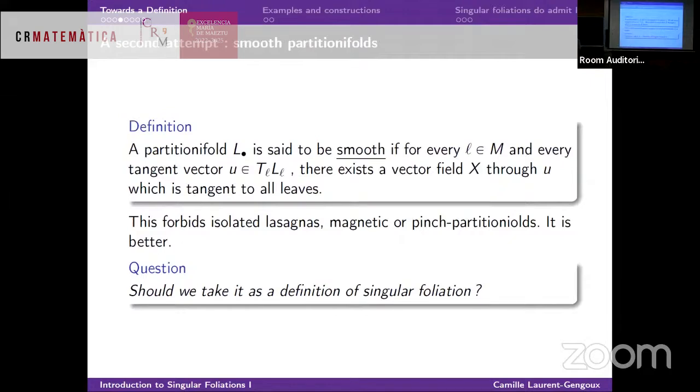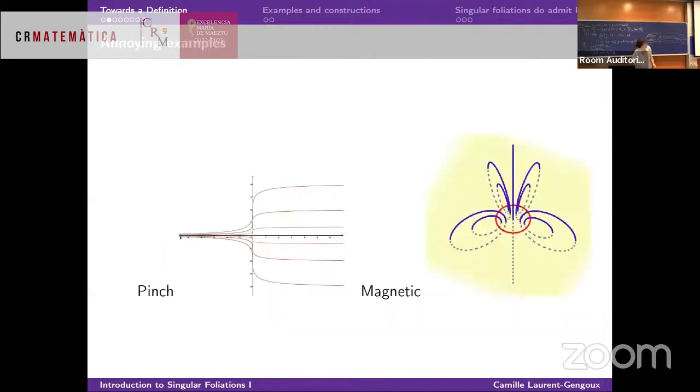Okay, like an isolated lasagna, it doesn't work. There is no way you can find a vector field through that vector, sorry, this tangent vector tangent to the lasagna. There is no way you can find a vector field tangent to all spaghettis through that vector. If I come back to these examples, also it's not smooth. Like if I take something tangent to the circle here, if I take this vector here.